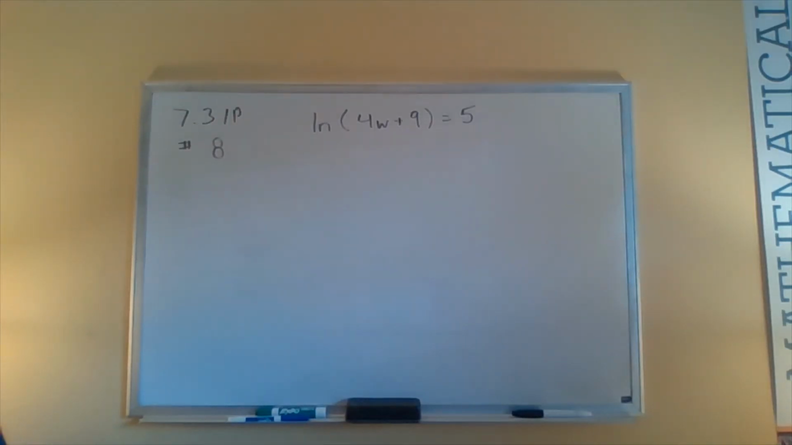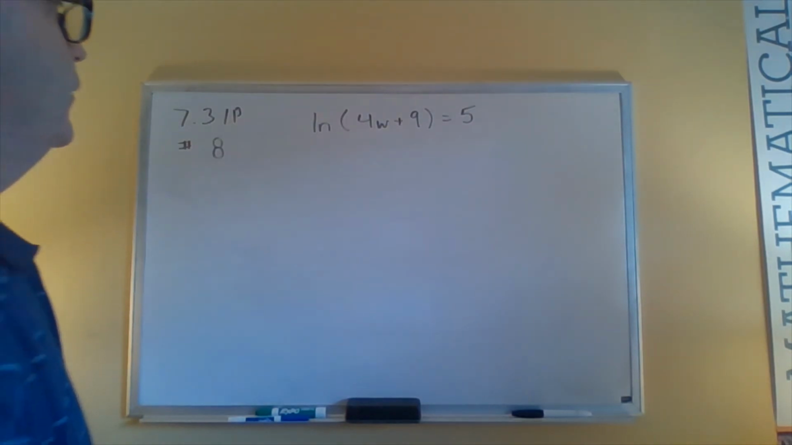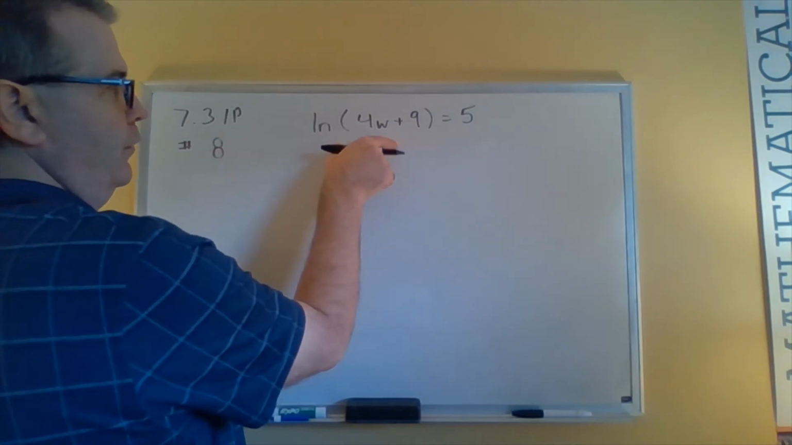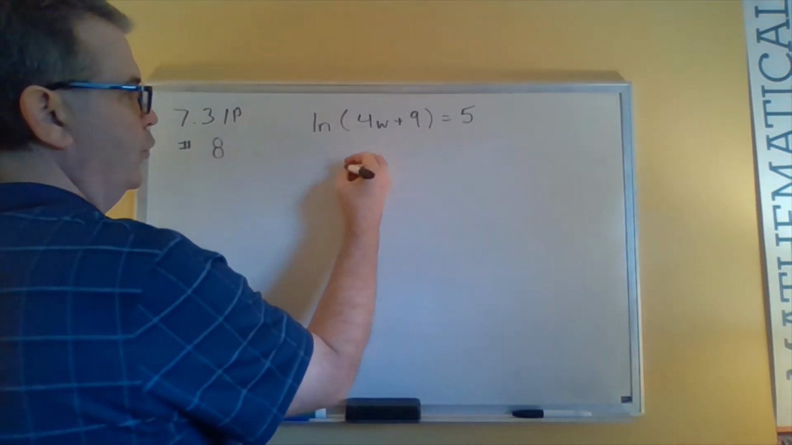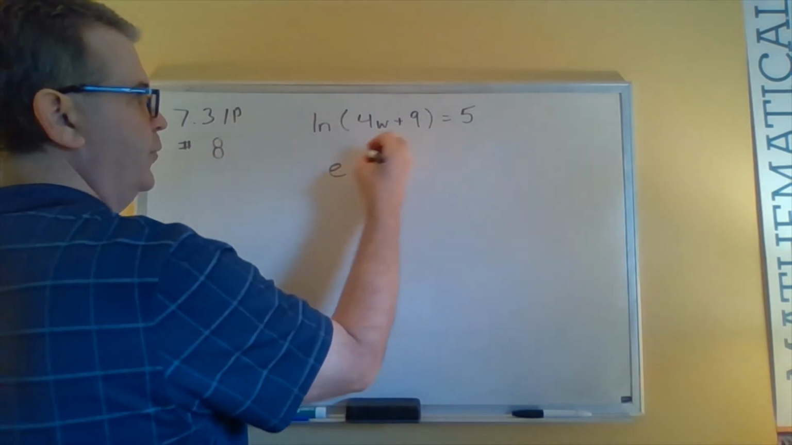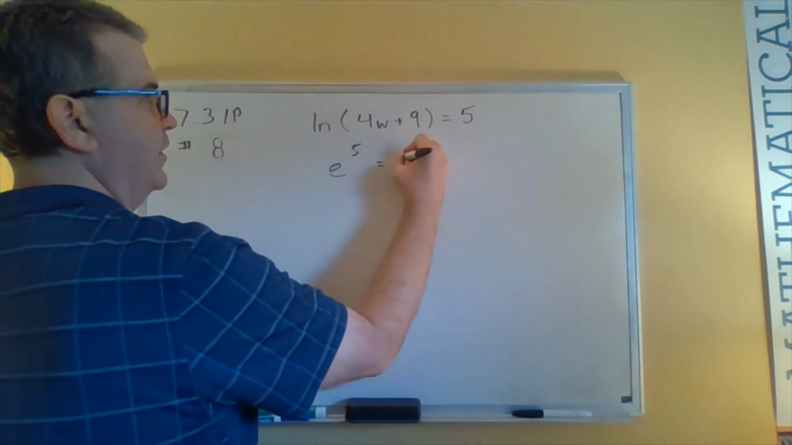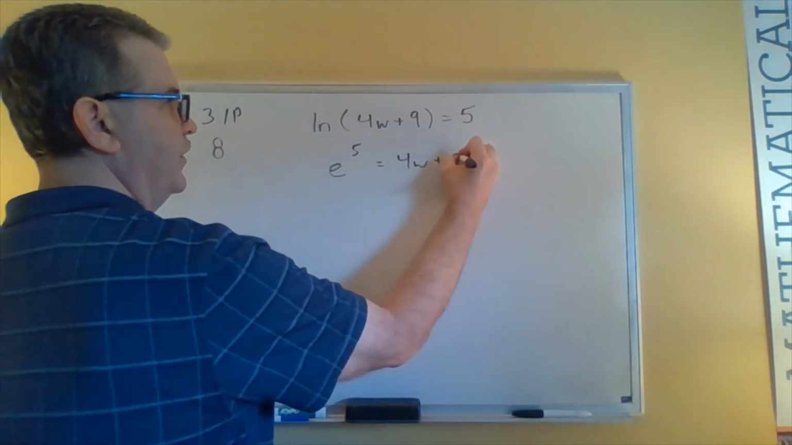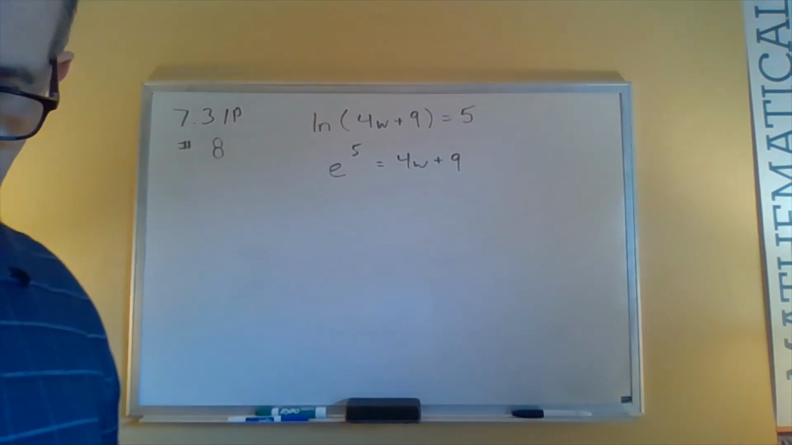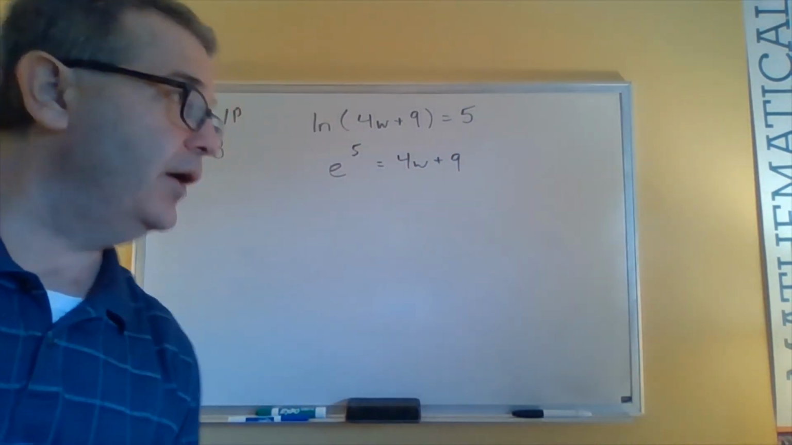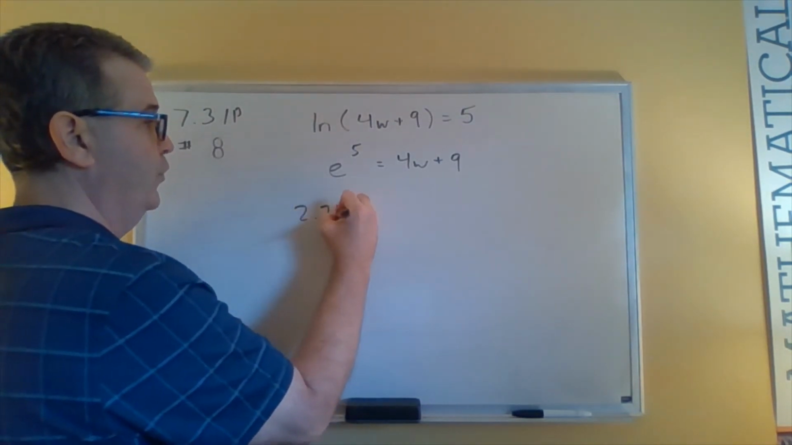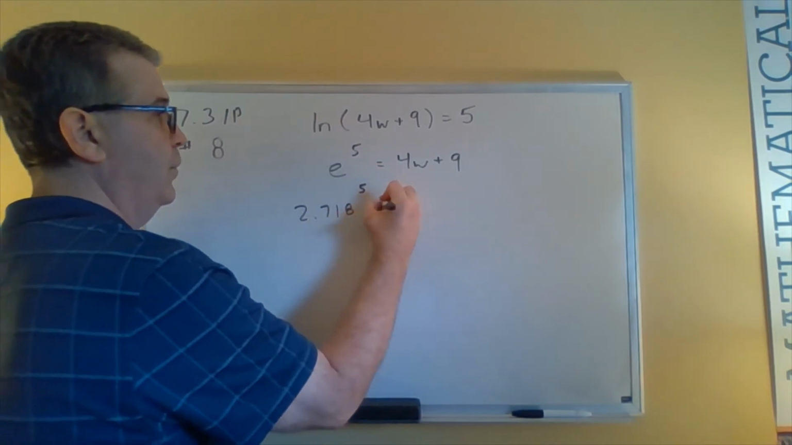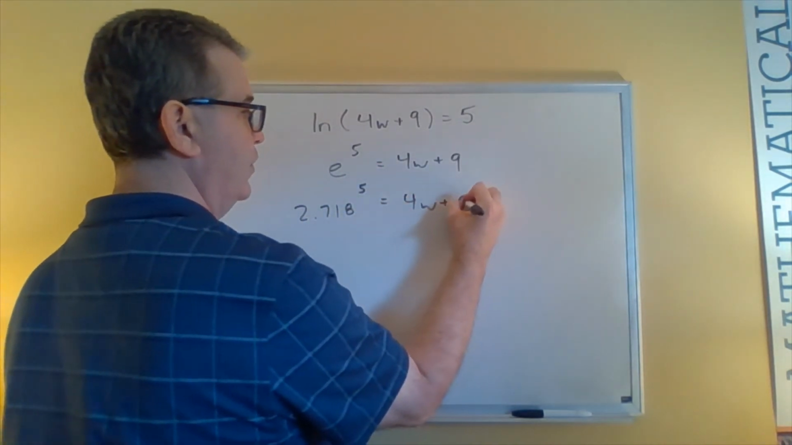Number 8, I have the natural log of 4w plus 9 equals 5. So I do just have a single logarithm expression equal to a number, so I'm going to rewrite this in exponential form. So my base is e, my exponent is 5, and that is going to equal 4w plus 9. This is where we're going to use our calculator. If we remember what e equals, that's 2.718. 2.718 to the 5th power equals 4w plus 9.